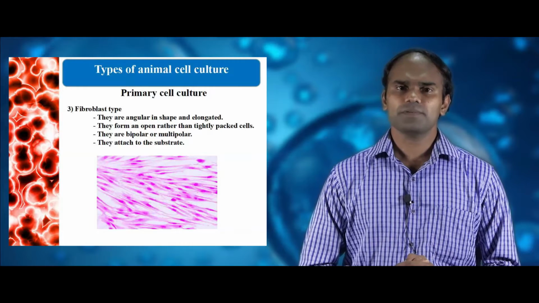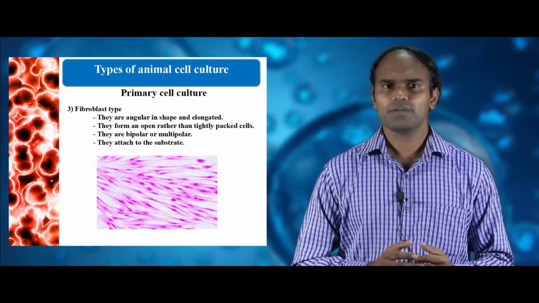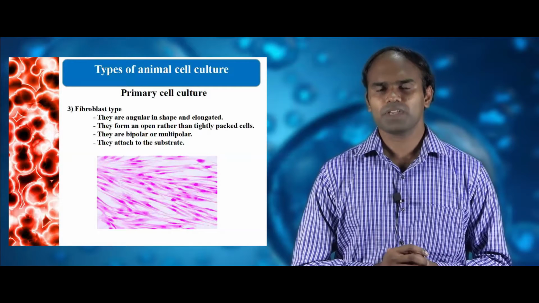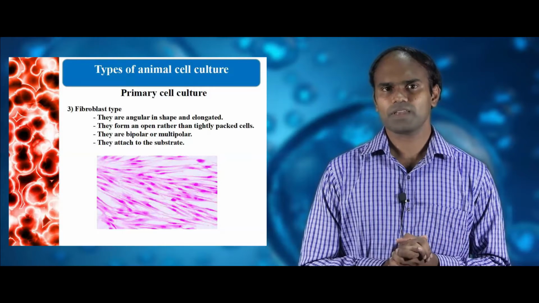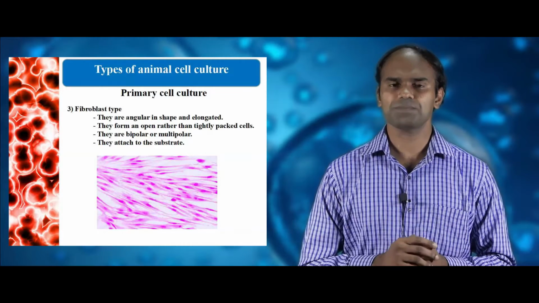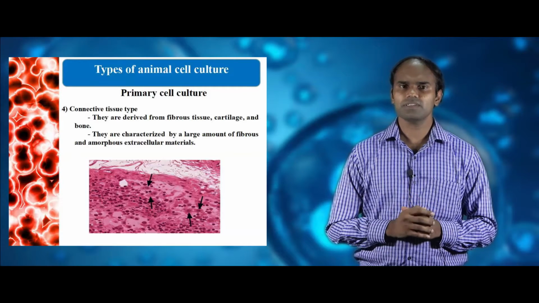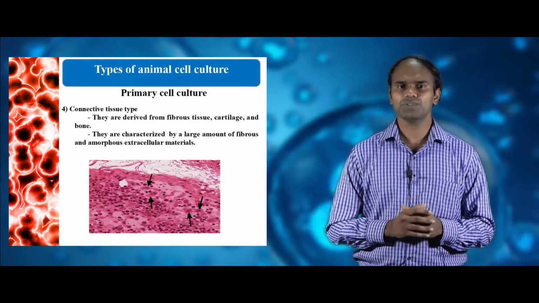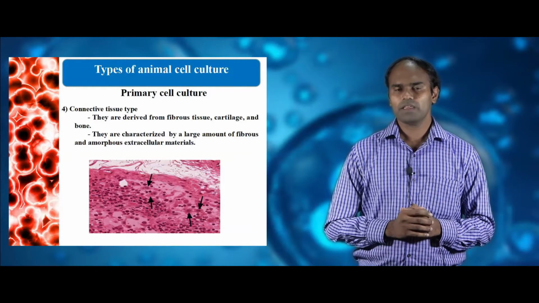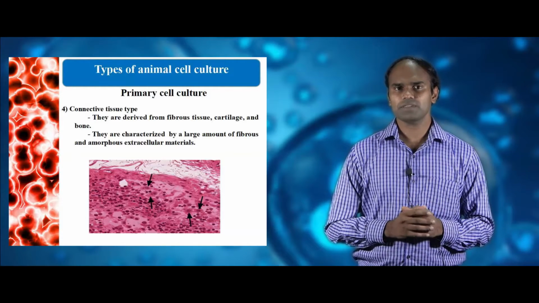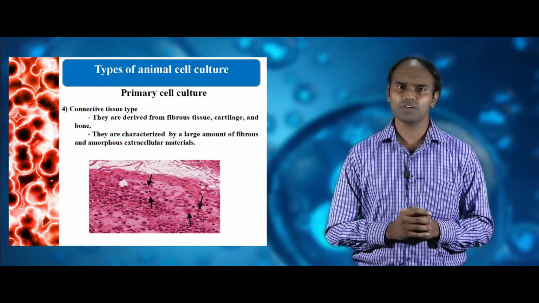In fibroblast cell type, the cells are angular in shape and are elongated. They are bipolar or multipolar. They form open rather than tightly packed cells. They attach to the substrate. In connective tissue type cells, the cells are derived from the connective tissues such as fibers, cartilage and bone. They are characterized by a large volume of fibrous and amorphous extracellular materials.